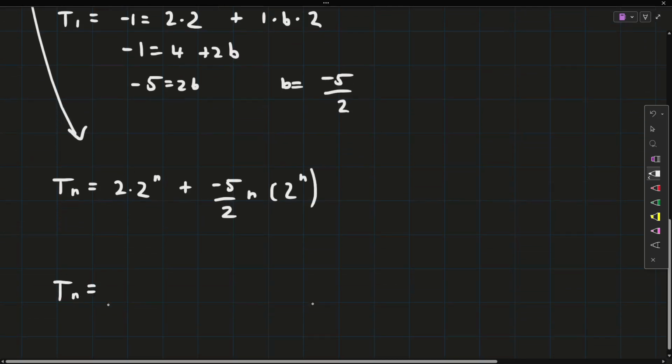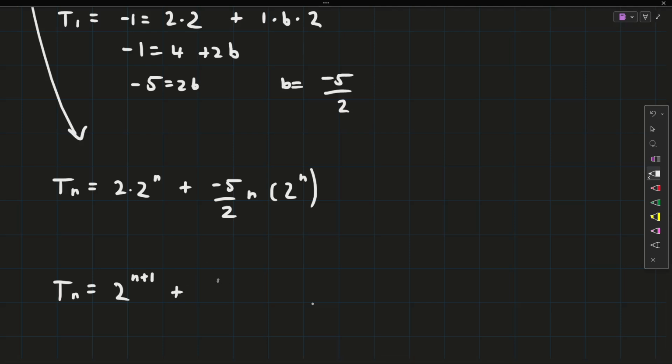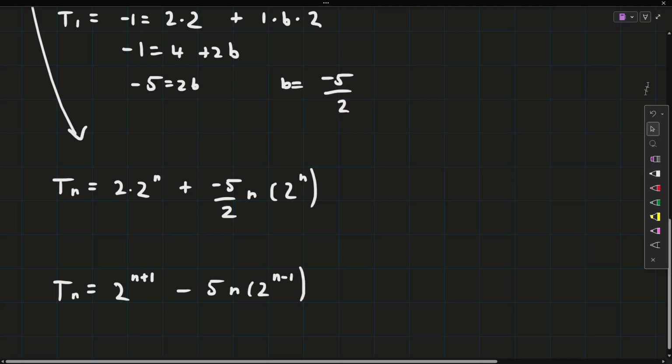That's because 2 times 2 to the n is the same as 2 to the n plus 1. And then you could also say plus, and it's going to be 2 to the n minus 1. Or alternatively, you could factor out 2 to the n, whatever you want. I'm just going to do it like this. Instead of plus minus 5 over 2, I'm going to say it's going to be minus 5n times 2 to the power of n minus 1. So that's how we can clean it up. Just combine that 2 with that, and then instead of saying plus minus 5, I said minus 5n.